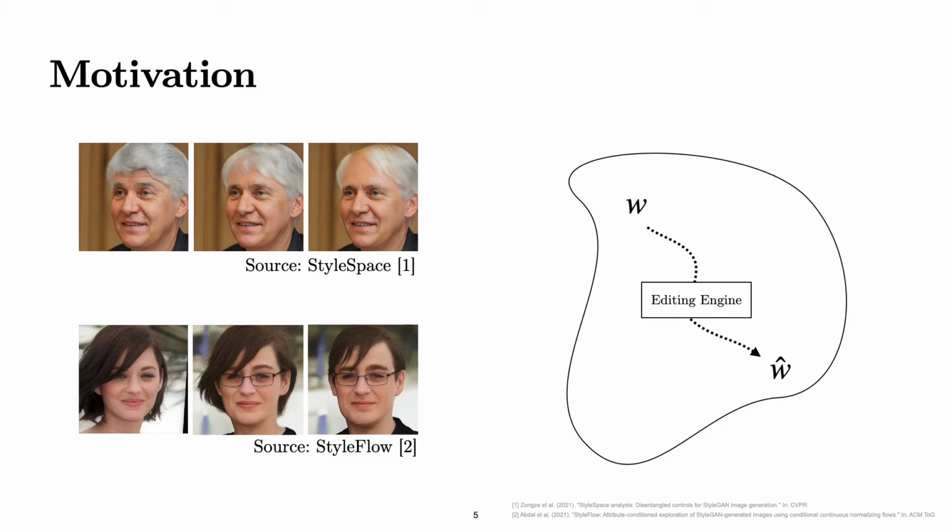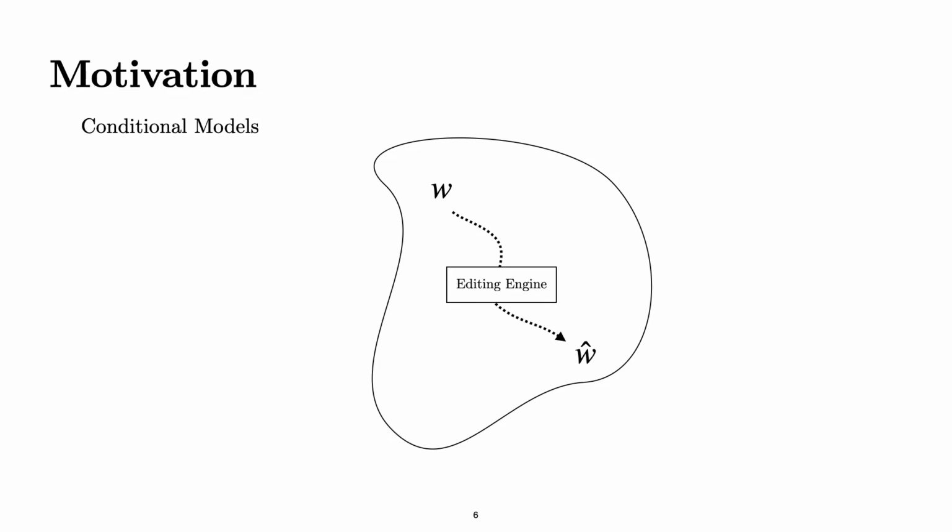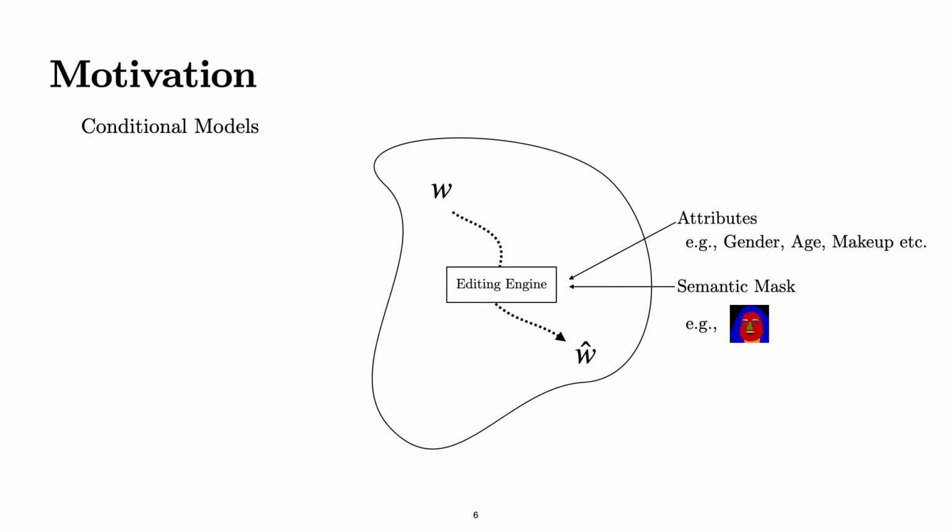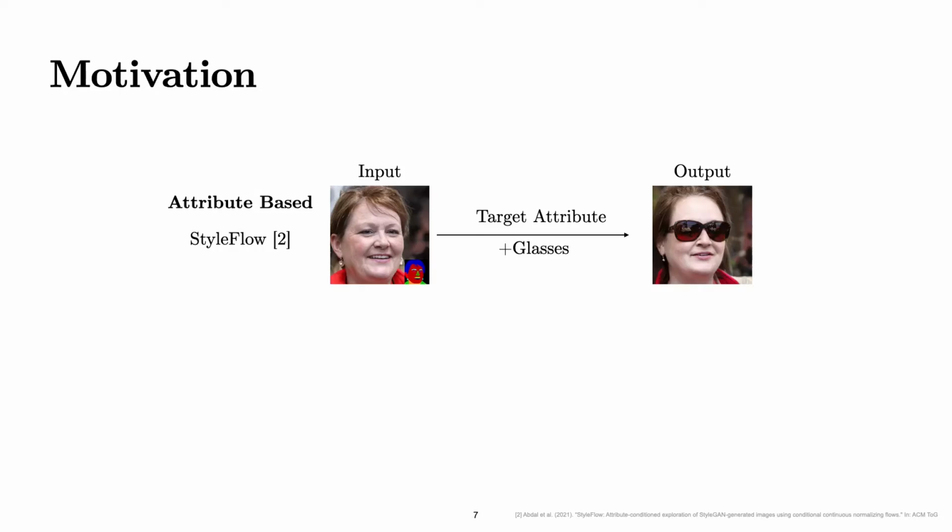These methods can broadly be divided into unconditional and conditional methods. Next, we go over conditional methods in detail. Conditional models learn a random walk given a conditional signal. These conditional signals can be attributes, or semantic mask, or text. We now give a brief overview of how S2 Flow compares to these methods.